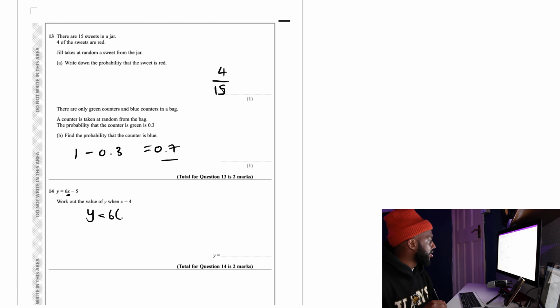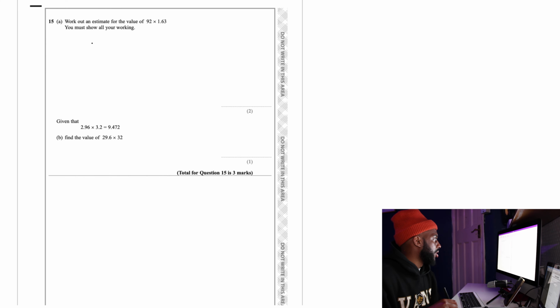Okay, so multiplication problems. 15a, work out an estimate for the value of 92 times 1.63. Non-calculator, so it really is going to be an estimate. I'm going to round that to 90, and then round that to 2. 90 times 2, that's 180. That's that.